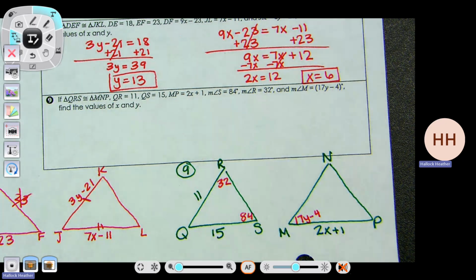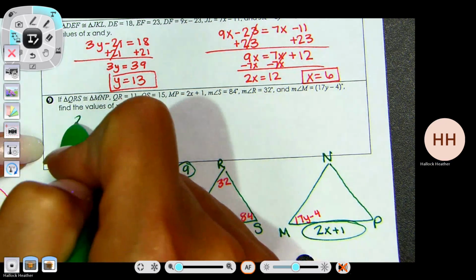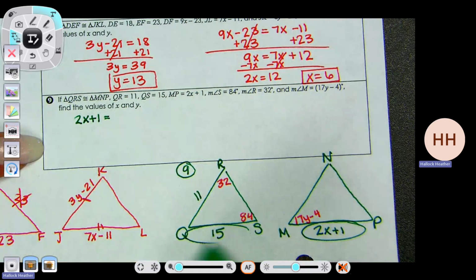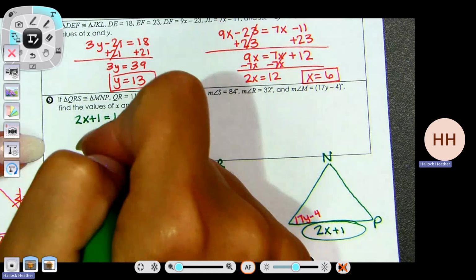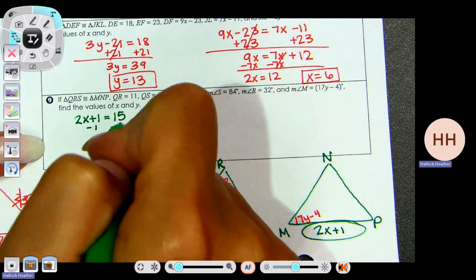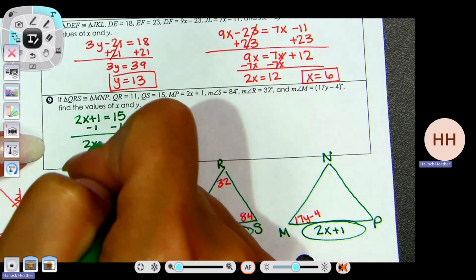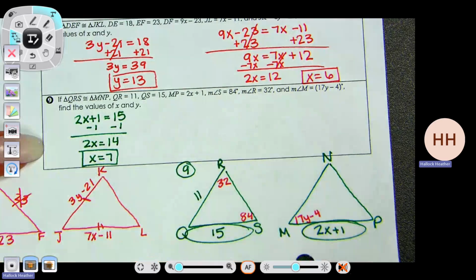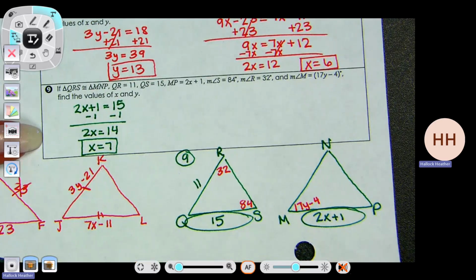So for the X equation, what should I set 2x plus 1 equal to? Should it be equal to 11 or should it be equal to 15? 15, because they're both the base, or whatever side, however you drew yours. Either way, it should match with 15. So I'm minusing 1 and I'm dividing by 2. So what do I get? 7. Perfect.